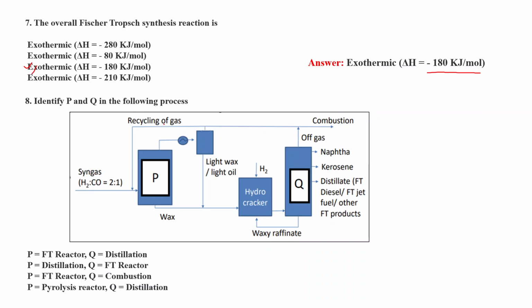Identify P and Q in the following process. This is the Fischer-Tropsch synthesis flowchart. Here it is the Fischer-Tropsch reactor, FT reactor, and this one is the distillation column. As we can see, different cuts of the liquid fuel are given here. So the answer is P is the FT reactor and Q is the distillation column.